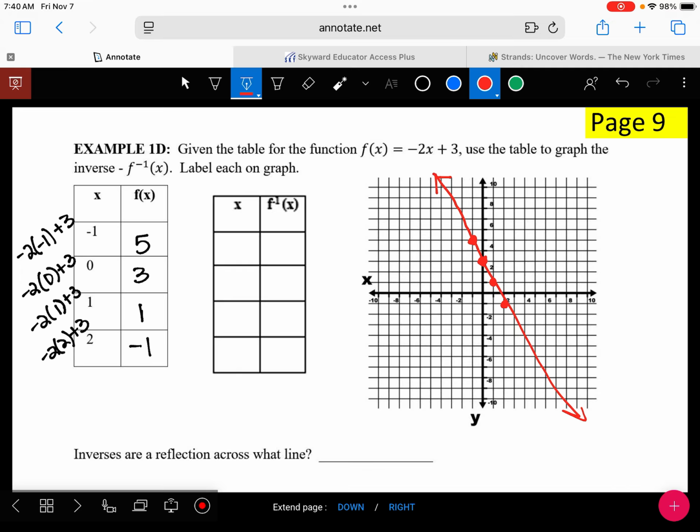And then label that. Always put the label because this is the original. So the original just gets f of x. All right, then we're gonna flip our table. So this will be a 5, a 3, a 1, a -1, and this will be a 2, a 1, a 0, and a -1. So then that would be 5, down 1. And then 3. And then 1, 1. And then -1, 2.